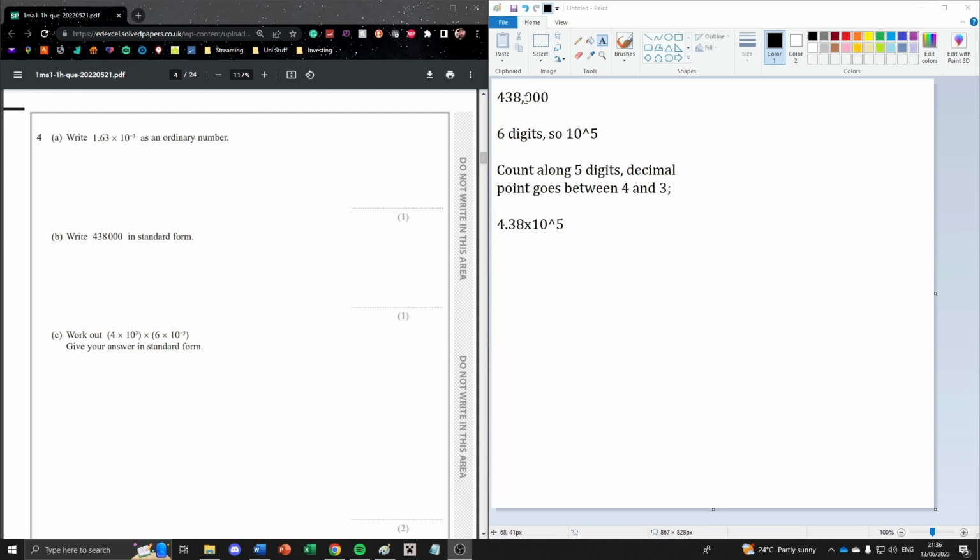Obviously, for different standard form numbers, you might have more significant figures here, more non-zero numbers, and you would have to write either 4.38 something, or if the question asks you to write it to a certain number of significant figures, you then have to make that determination as you're doing the question.